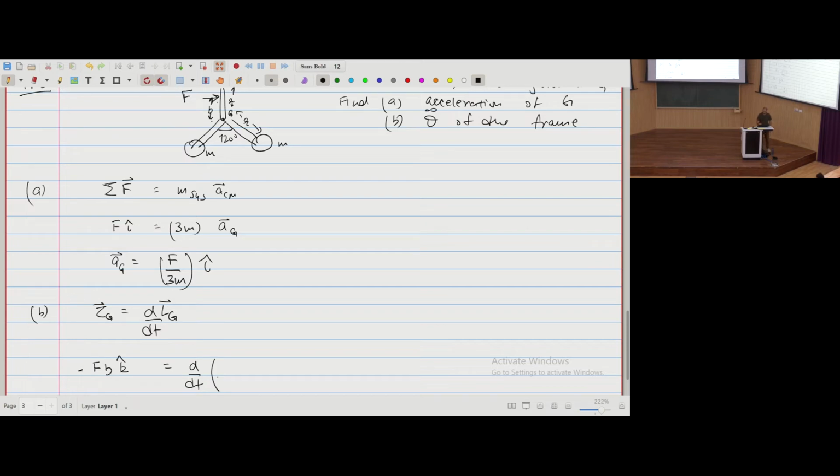Now the angular momentum about G, we said we can use any expression, either the absolute angular momentum or the relative angular momentum. In this case, it's easier to calculate the relative angular momentum, that is with respect to the center of mass G. So that is rho i cross m_i times rho i dot. So rho i is the vector from the center of mass to the ith particle.